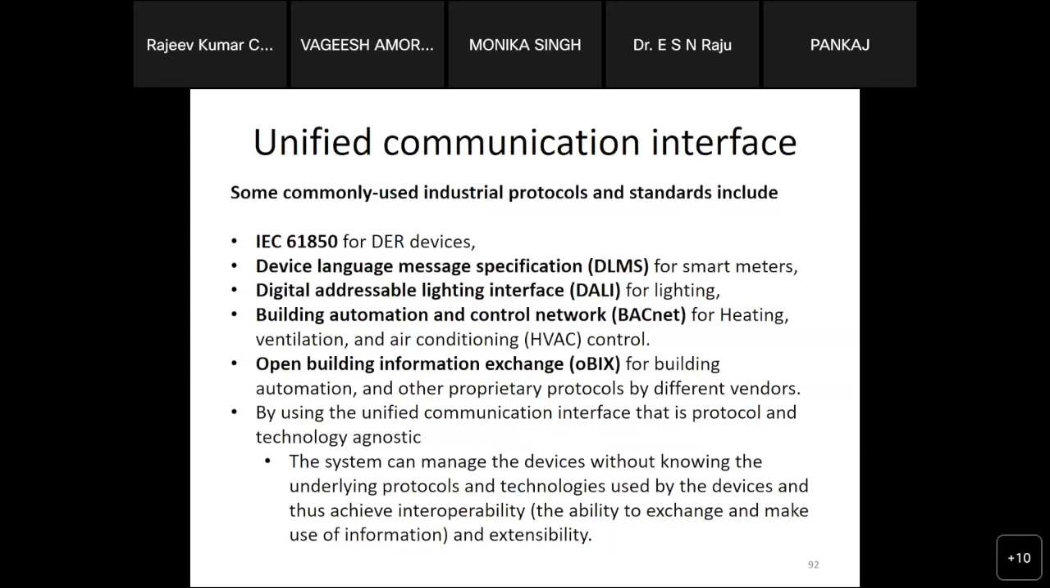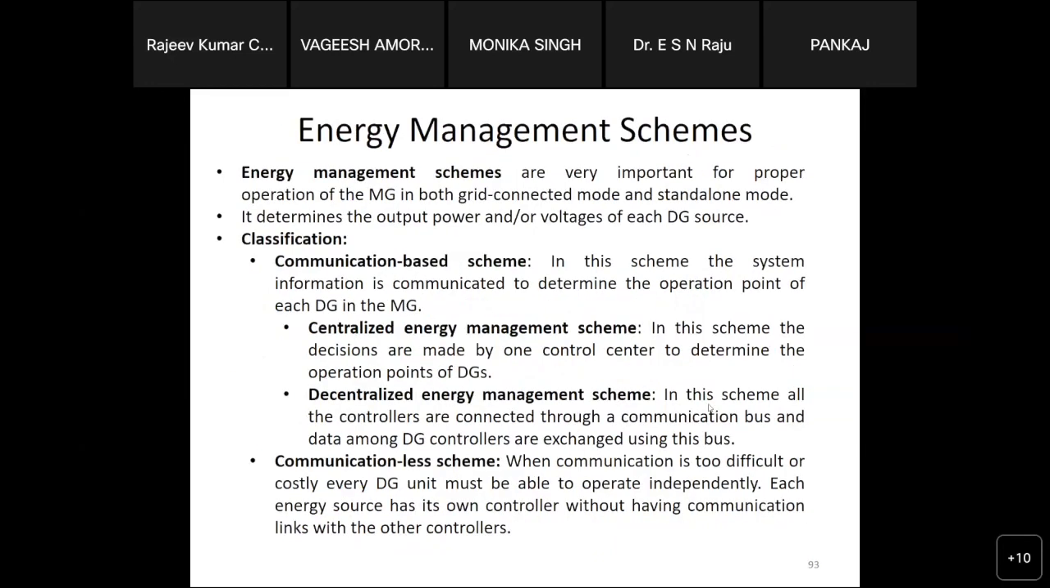OBIX stands for Open Building Information Exchange. It is mainly for building automation, along with other proprietary protocols by different vendors. By using the unified communication interface, we can manage all these different communication protocols, communicate with all the devices, exchange the information between all of them, and have extensibility of all these devices. Here I am giving the different types of energy management schemes.